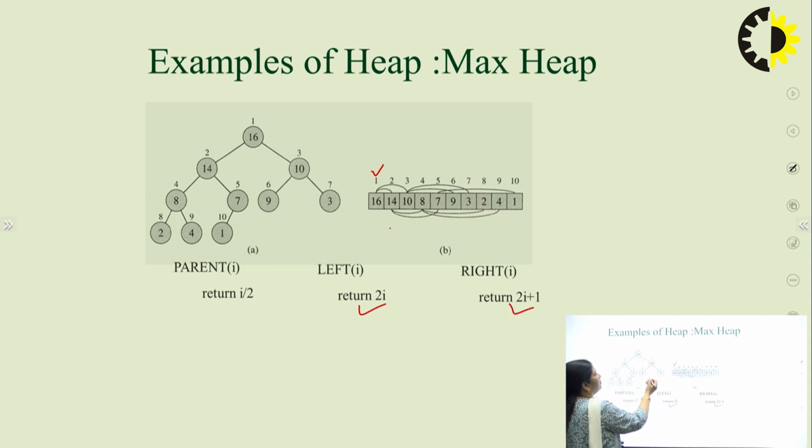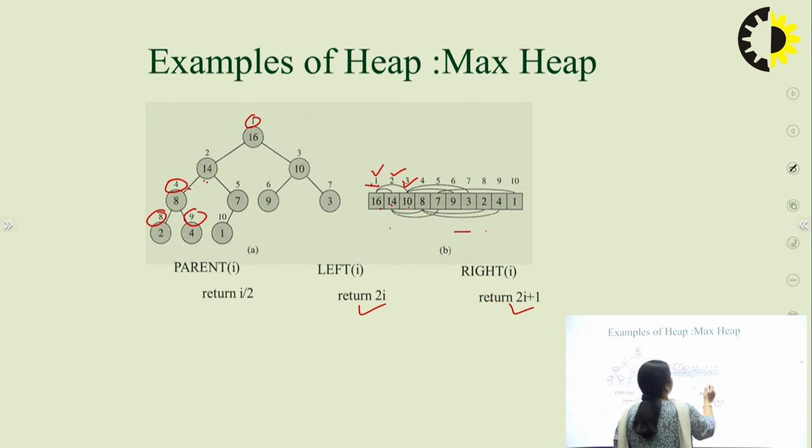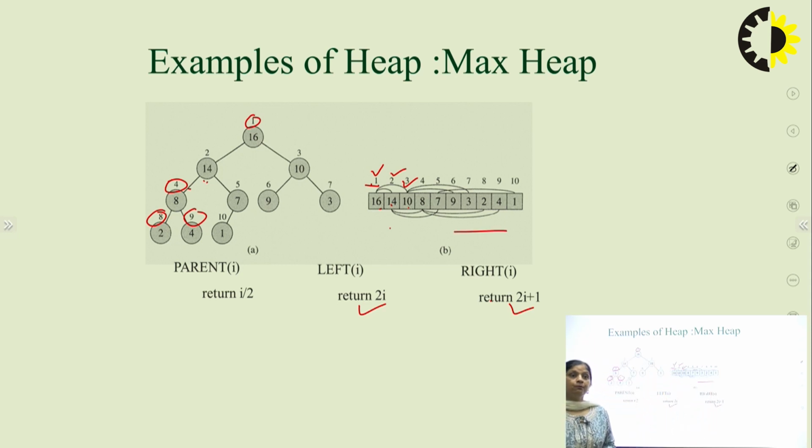So what does it mean? If I am having these elements 16, 14, 10. So 16 is at one location, one index. Its left child node is twice of 1, that is 2. It is at second location. And twice of i plus 1 means right will be at third location. Same way, if I take this particular location, the index 4 element will have left child node at 2 into 4, that is 8th location, and right child node at 2 into 4 plus 1, 9th location. So the same array we are considering in form of a binary tree.